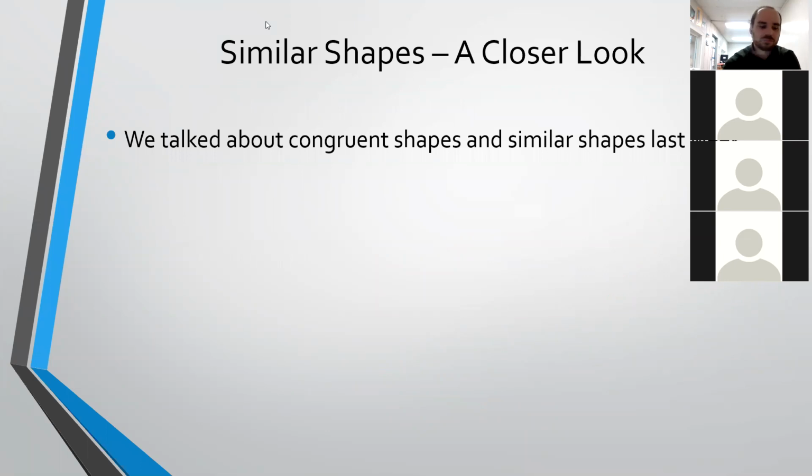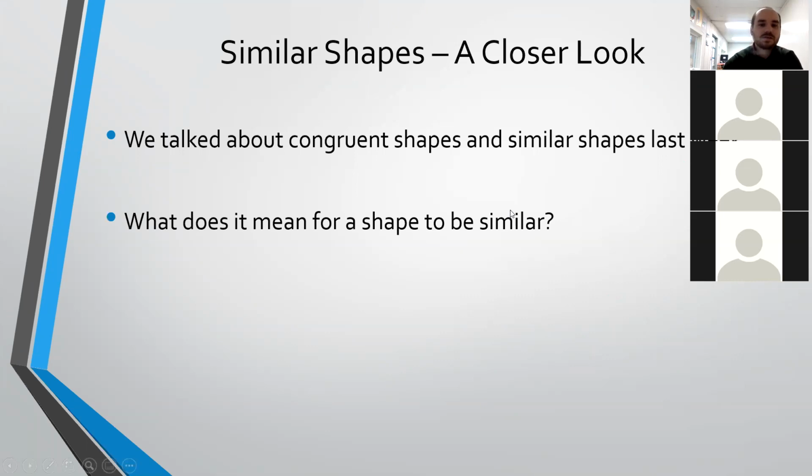Similar is same shape, different size, and congruent is the same shape, same size. Correct. So similar is same shape, different size. Congruent is same shape, same size. So my question is, what does it mean for a shape to be similar? So if we're talking about the same shape, this is a rectangle, kind of. It's not the straightest in the world, but it's a rectangle. This is also a rectangle, and it is a different size. Are these two shapes similar?